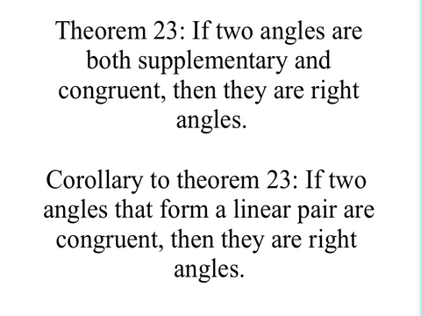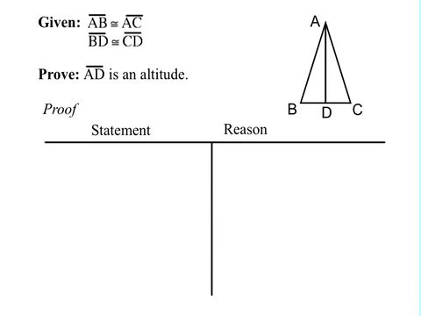And here's a corollary to Theorem 23. If two angles that form a linear pair are congruent, then they are right angles. So now we'll work through a couple of proofs that will use either our new theorem or the corollary to our new theorem. And here's a proof.